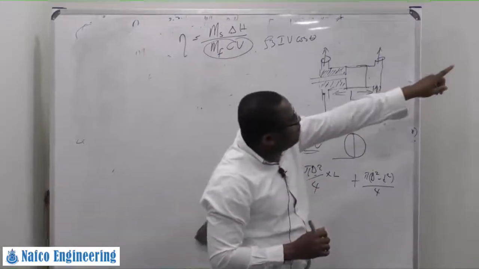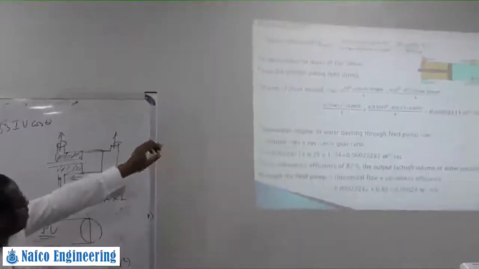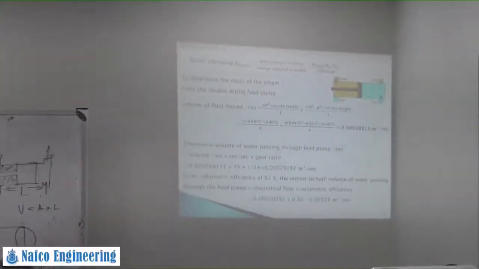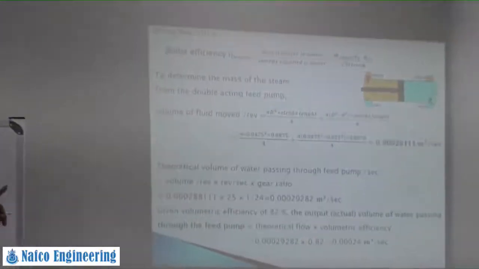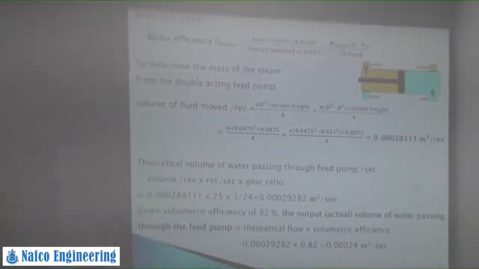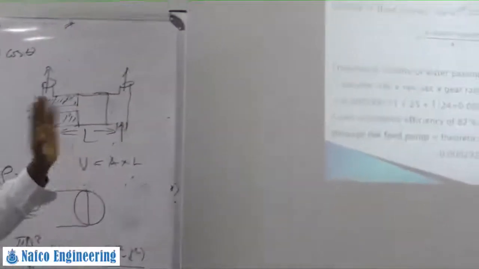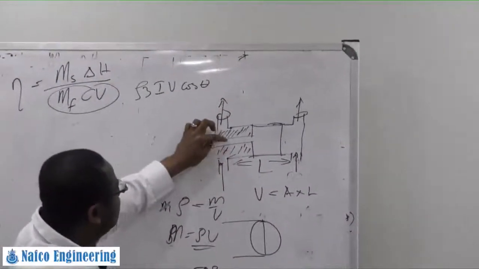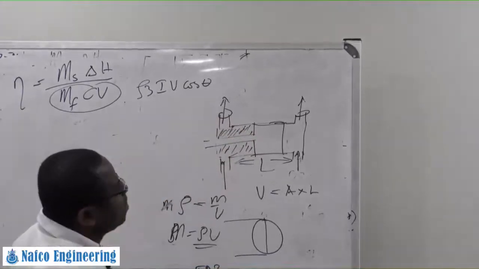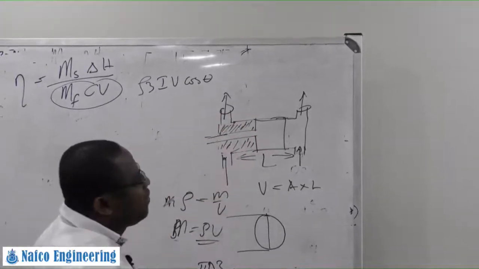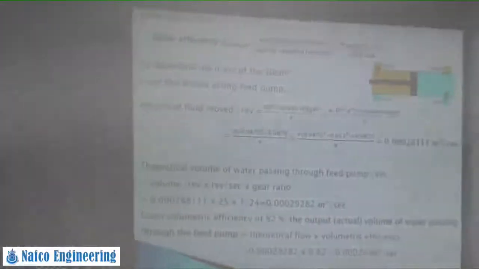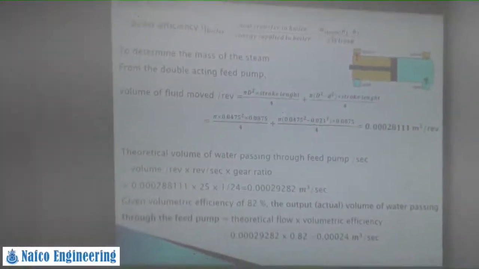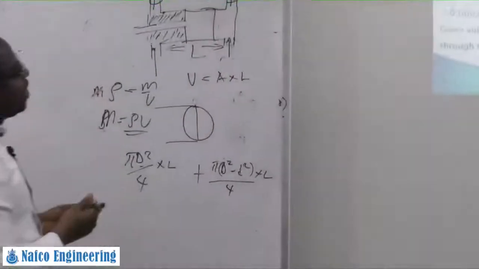So that is why we have the first one, volume of the fluid moved in per revolution: pi d squared by the stroke length, which is this distance, over 4. Now, plus, when you move backward, it pushes this one out, but except this area. There's nothing here. That's a plunger. That's why I have capital D squared minus small d squared, multiplied by the stroke length, over 4. So that will give you the total volume of fluid that is moved.